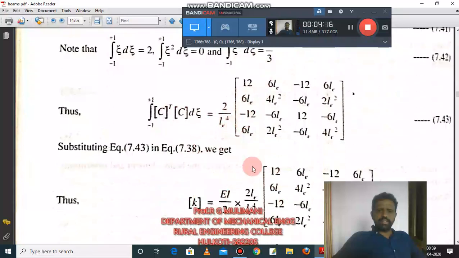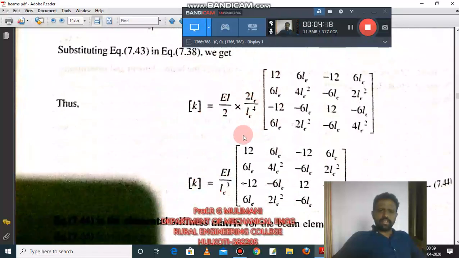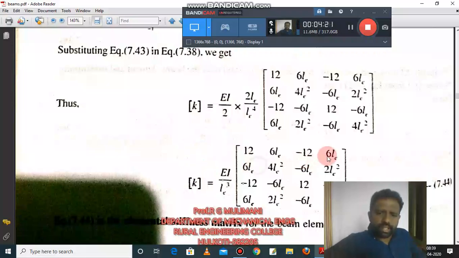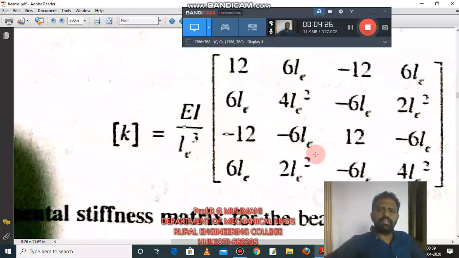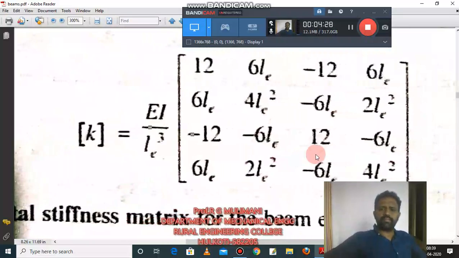So finally, this is the stiffness matrix for the beam element, where LE is the length of the element: EI divided by LE cube, and you have this 4 by 4 matrix: 12, 6 LE, 6 LE, 4 LE square, minus 12, 6 LE, and so on. This 4 by 4 matrix is the stiffness matrix for the beam element. Okay, thank you.